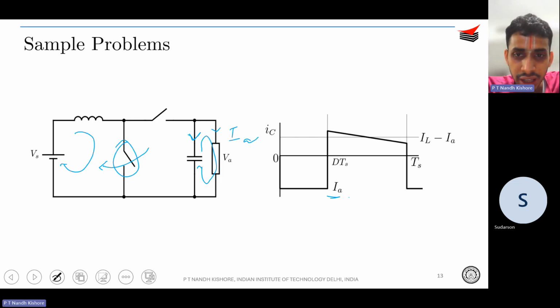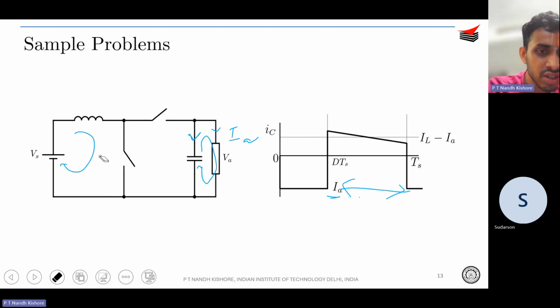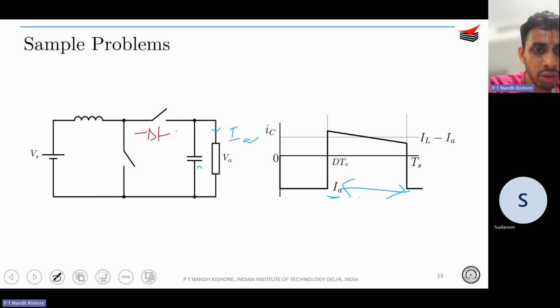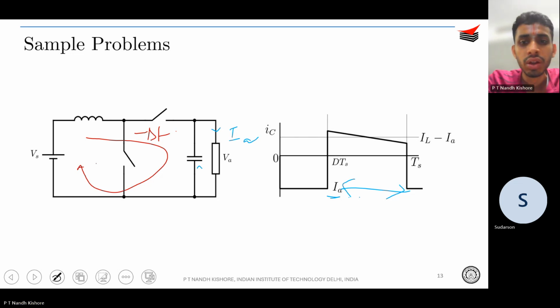So this is during the DTS period, and during the 1 minus D TS period, this switch is turned off. Therefore, the inductor freewheels through the diode, right? So this can be a diode, and the inductor freewheels through something like this. That is why during this period, the IC is going to be IL minus IA, just KCL. IL minus IA is going to be your IC. Okay, so this is your waveform for IC.